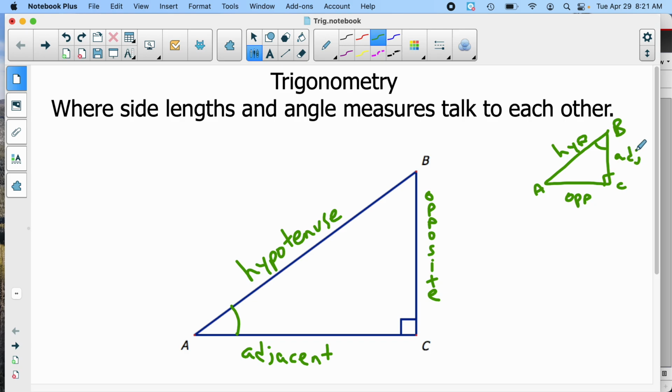So notice that the hypotenuse of a right triangle always stays the same. But depending on the angle that we're talking about, either one side's opposite or one side's adjacent. So once we have these definitions, once we can identify opposite, adjacent, and hypotenuse, then we can talk about how we do some of these problems.